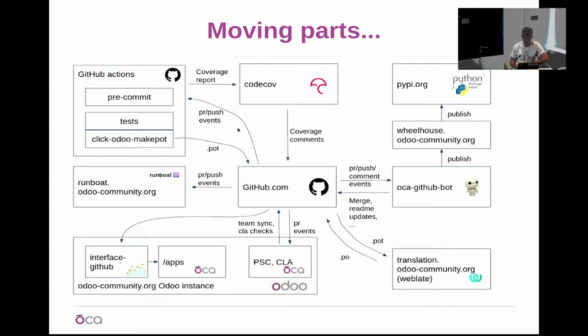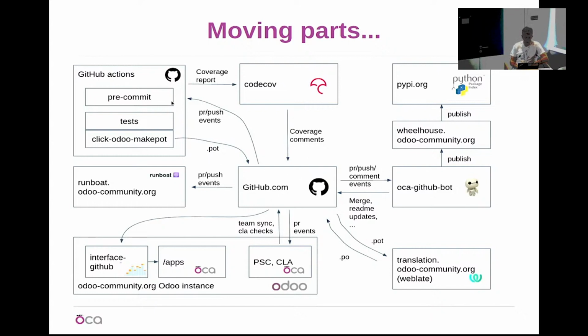So that's all automatic. Another thing that happens when you do a pull request is that Runboat starts, so you get everything you need to do functional testing, manual testing on the pull request. And this also happens on all the main branches, so all the main branches are available on Runboat.